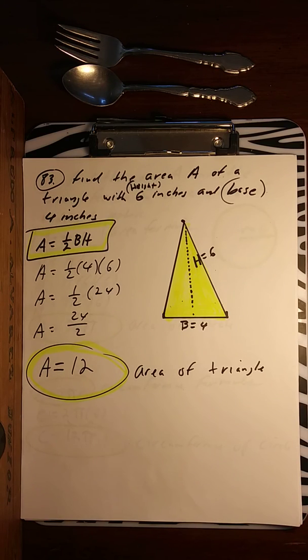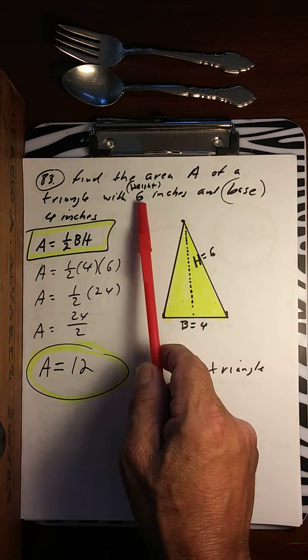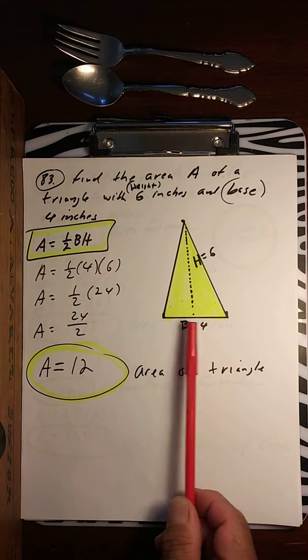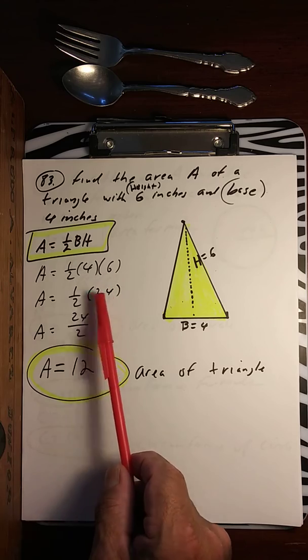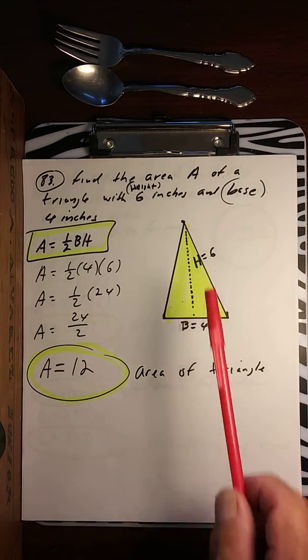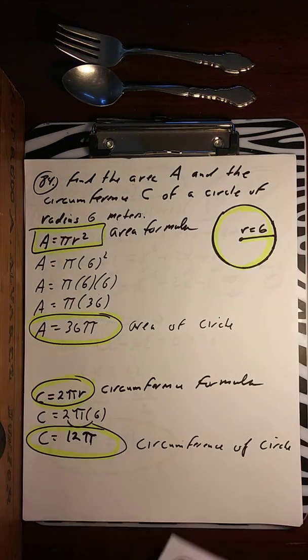Find the area A of a triangle with a height of 6. Base is 4. Area equals 1/2 base times height. 24 over 2 is 12. The area of that triangle is 12.